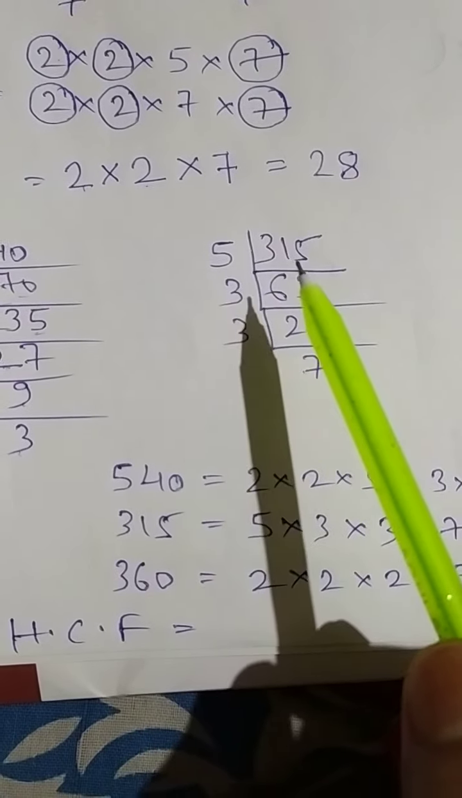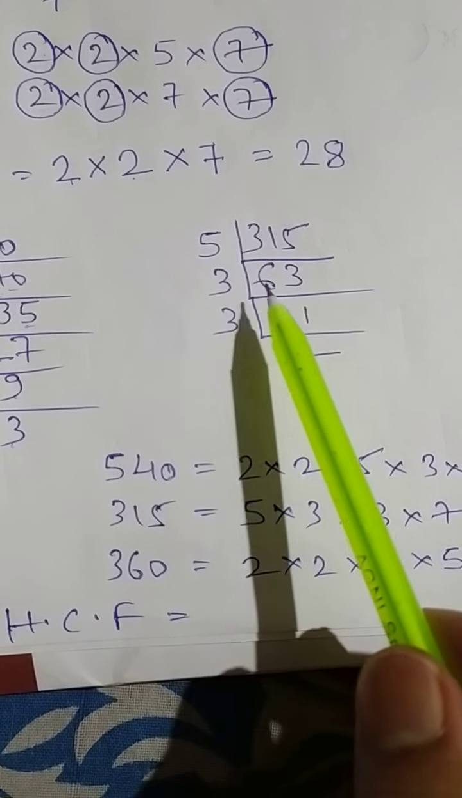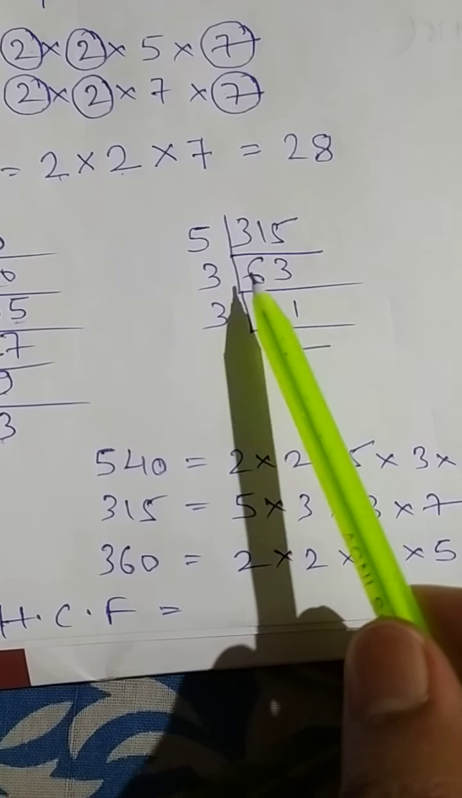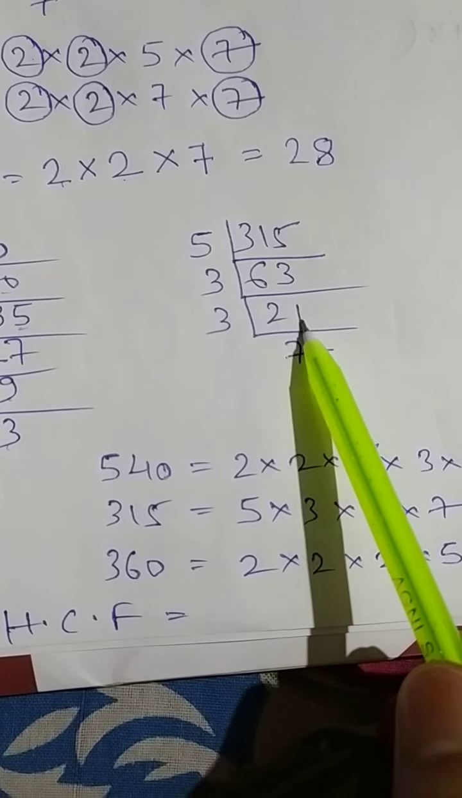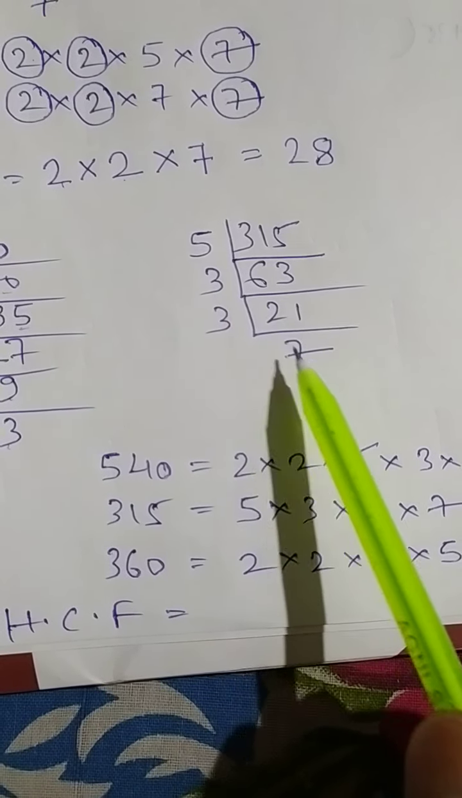Now 315, 5 63 times. We have written 63. Then 63 divided by 3, 21. And 21 divided by 3, 7.